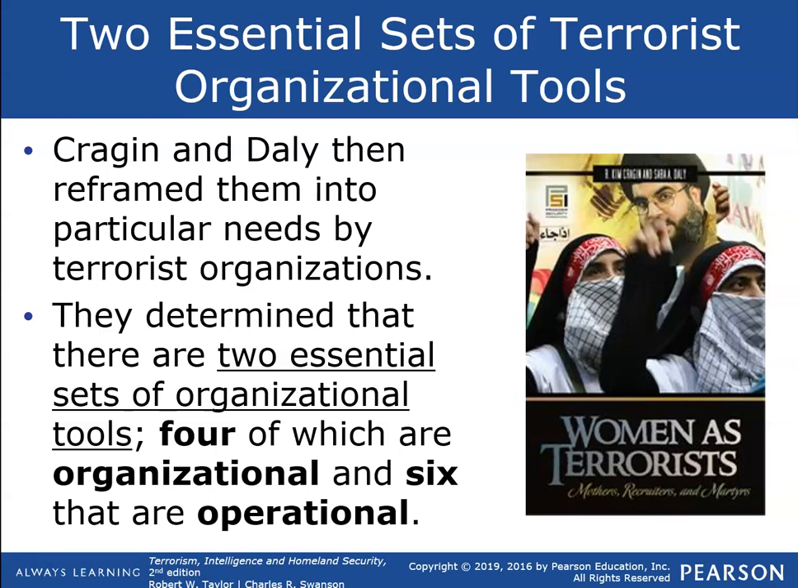Along with that, Cragen and Daly then reframed these administrative functions, the planning, organizing, staffing, directing, coordinating, reporting, and budgeting, into particular needs of terrorist organizations. Out of this, there were two sets of organizational tools developed, 4 of which were organizational and 6 that were operational. I'll show you a chart in just a moment on what that looks like.